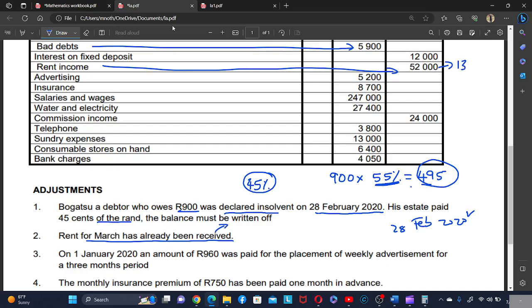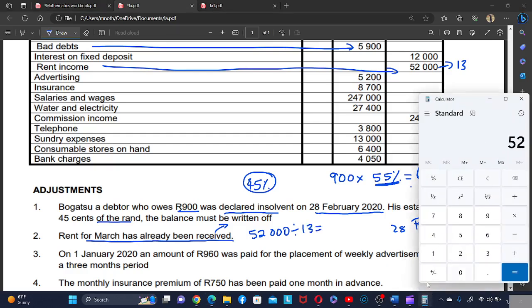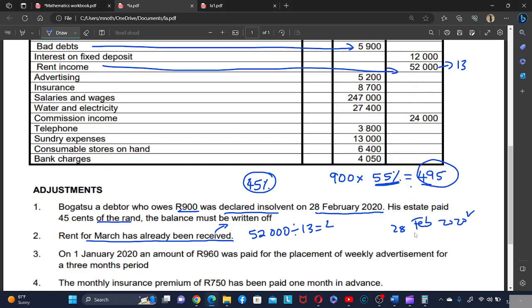So now we want to know how much the rent per month is. So we divide by 13 because this 52,000 is for 13 months. 52,000 divided by 13 months is equal to 4,000 Rand. Now, we have a rent income which is for the next financial year. It has been received and it does not belong in our financial year.